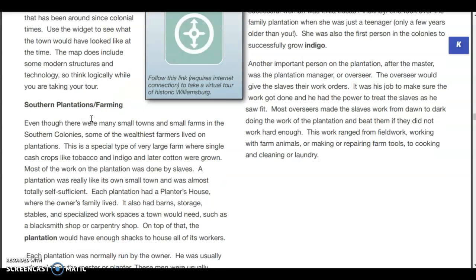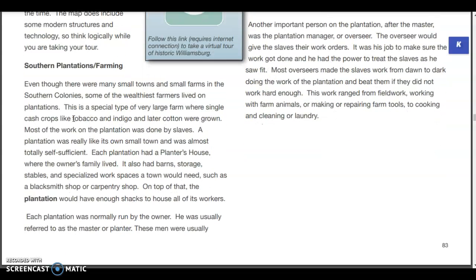Let's take a look at southern plantations and farming. Even though there were many small towns and small farms in the southern colonies, some of the wealthiest farmers lived on plantations. This is a special type of very large farm where single cash crops like tobacco and indigo and later cotton were grown. Most of the work on the plantation was done by slaves. A plantation was really like its own small town and was almost totally self-sufficient.